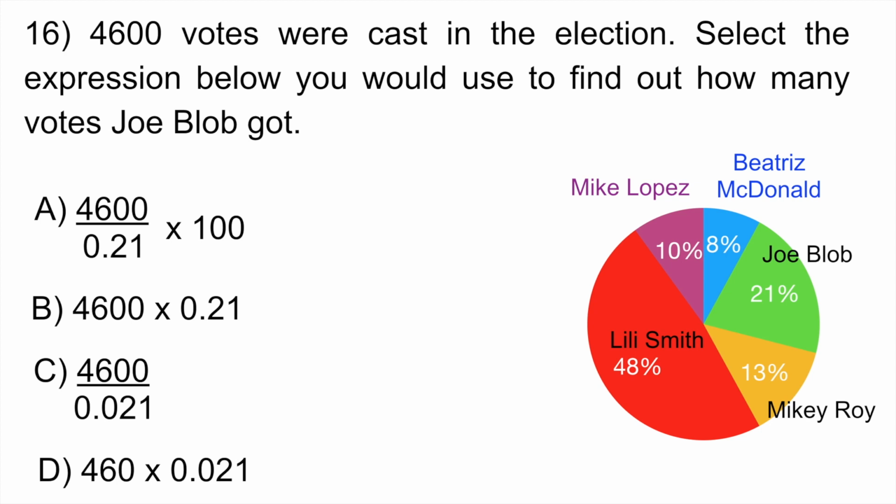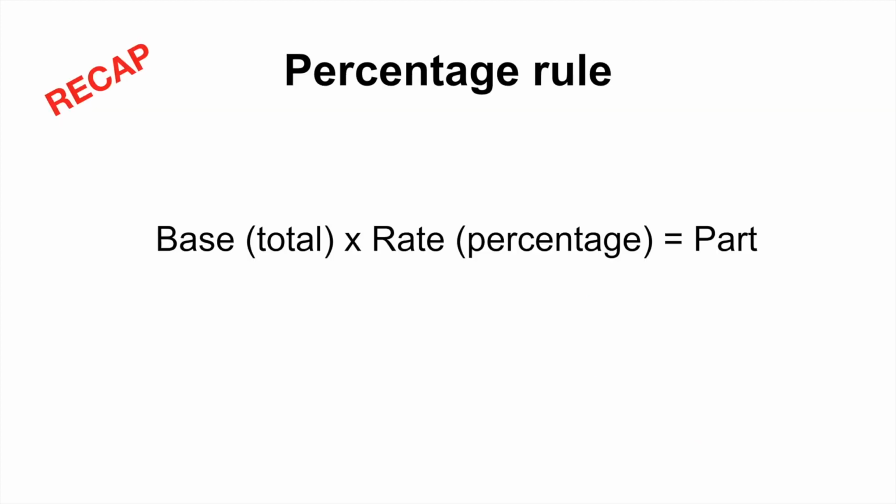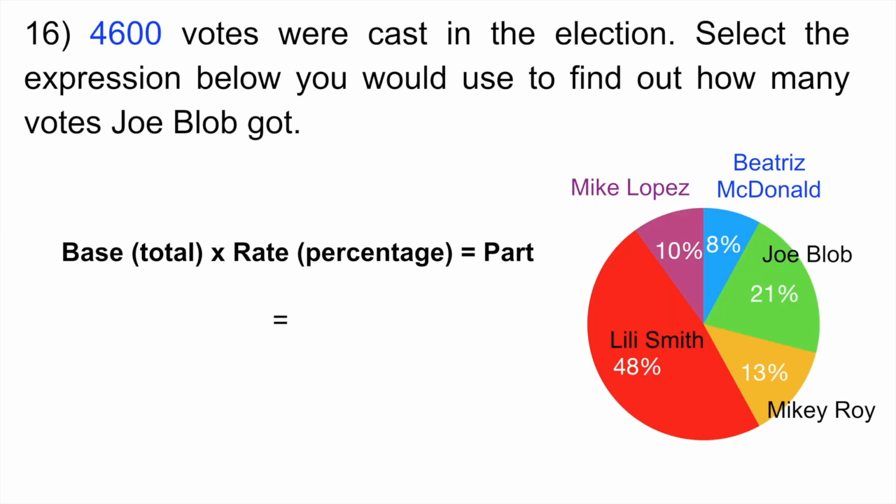So it's useful to remind ourselves of this rule, which I really highly recommend that you memorize because it's going to make your life very easy. Okay, the percentage rule says that when you multiply the base or the total times the rate or the percentage, that gives you the part. What does this mean in this problem? They're telling us in the problem that there were a total of 4,600 votes. So that would be your base.